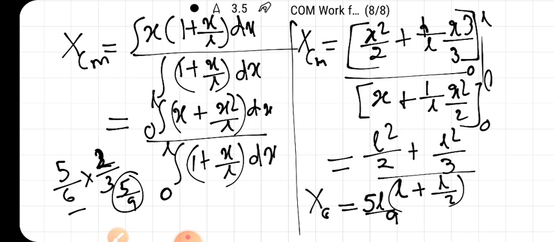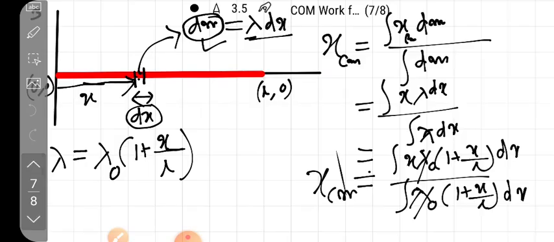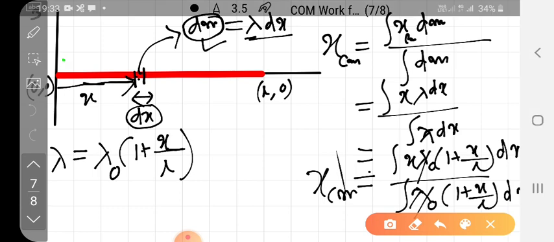So we got x cm equal to 5L by 9. The center of mass will be located at a distance of 5L by 9 from the origin. If you go that distance, you get the point where the center of mass is located. That is the answer we have got.